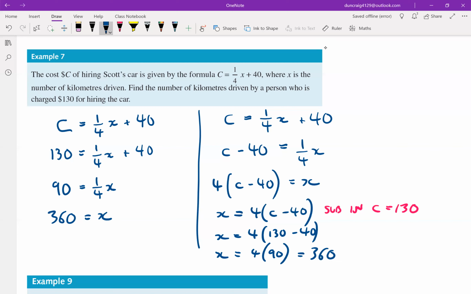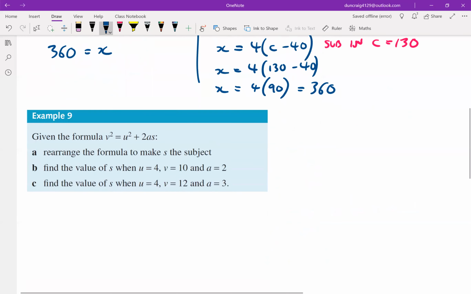Okay. So basically you can choose either method for when you're doing problems like this, whatever you prefer. You can either do what we did in the first one, where we substituted in the value, then solve for the unknown, or rearrange the equation and then substitute in the value. So it doesn't matter which way you do it, but you'll get the same answer regardless.